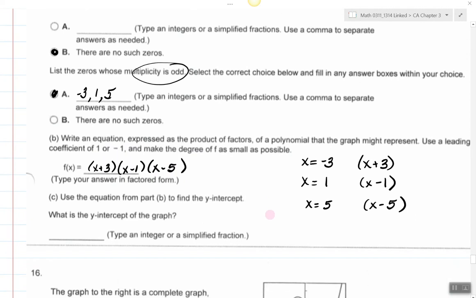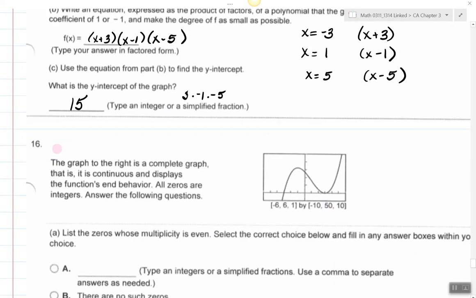And the y-intercept is actually the product of all the constants. So it is 3 times negative 1 is negative 3 times negative 5 is 15. Okay, so I got that by multiplying 3 times negative 1 times negative 5. All right, let's look at 16.